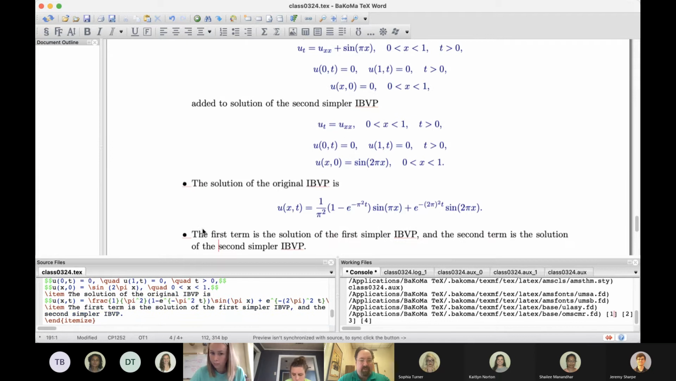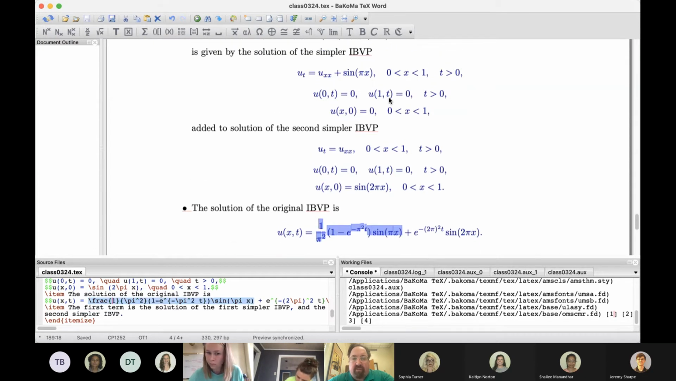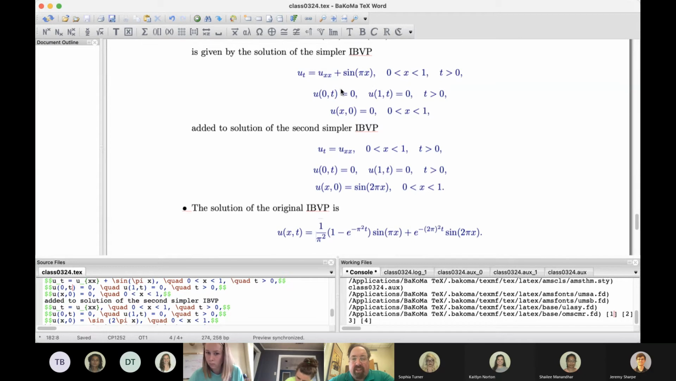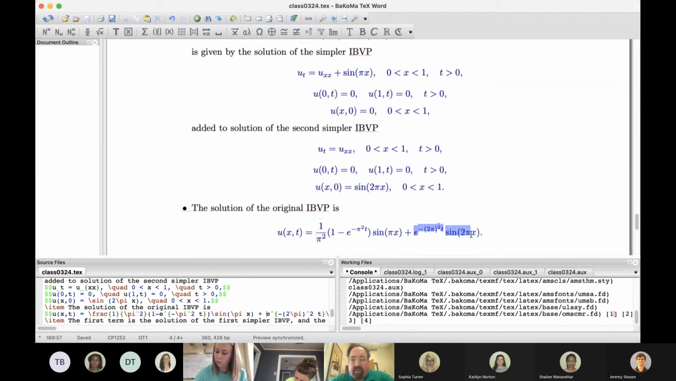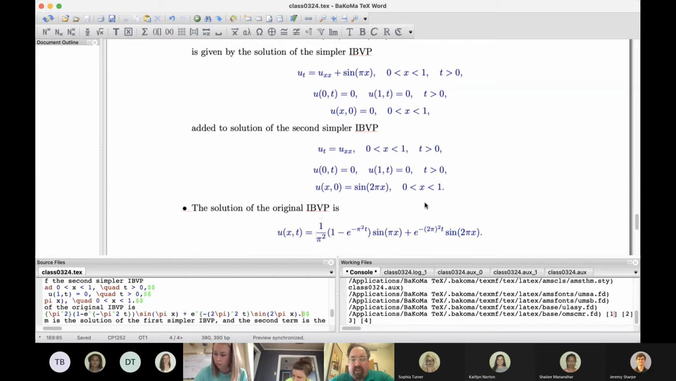So in this example, this is a solution of the original problem. This term is the solution of the first problem we decomposed into that had the source term but no initial data. Whereas the second term is the solution of this problem that had non-zero initial data but no source term. Okay.